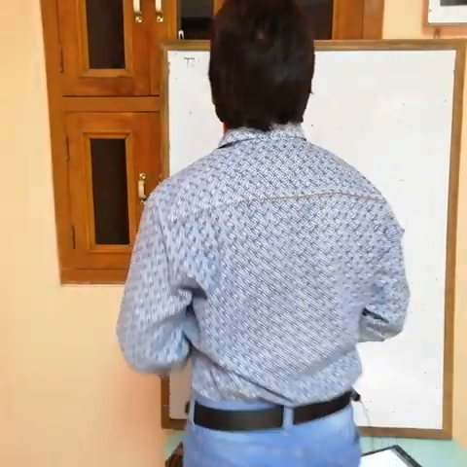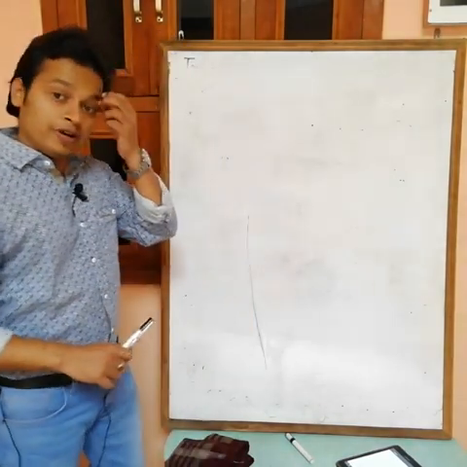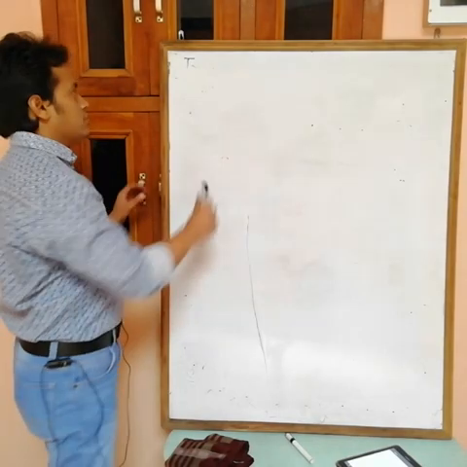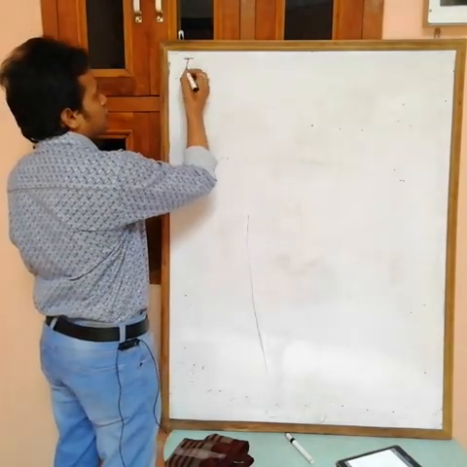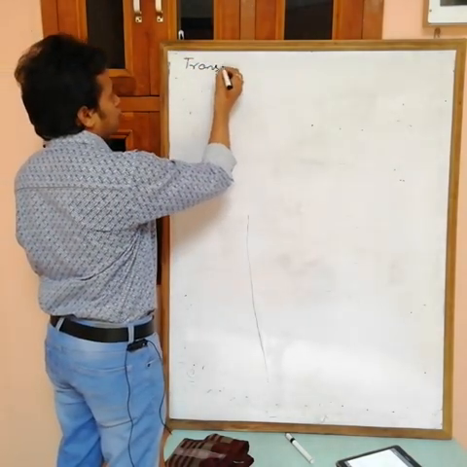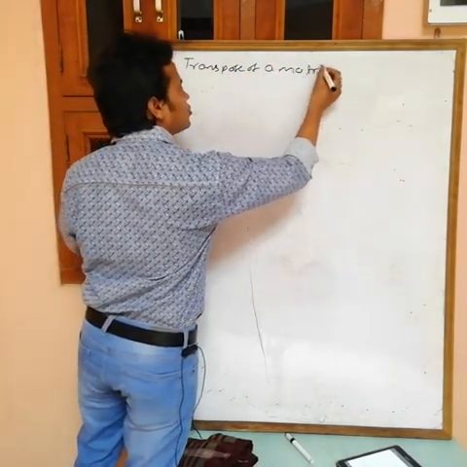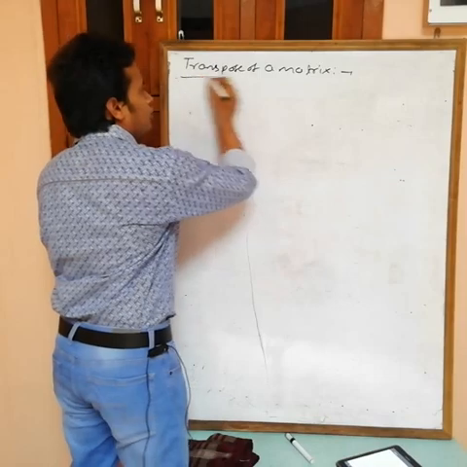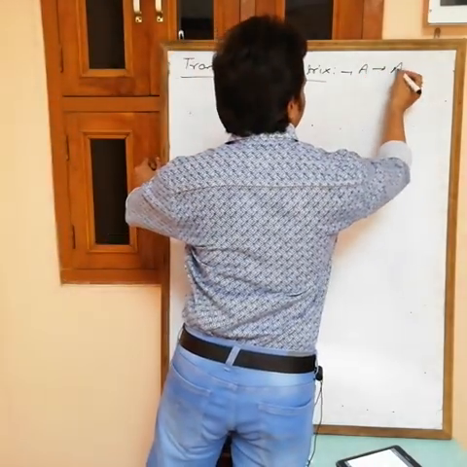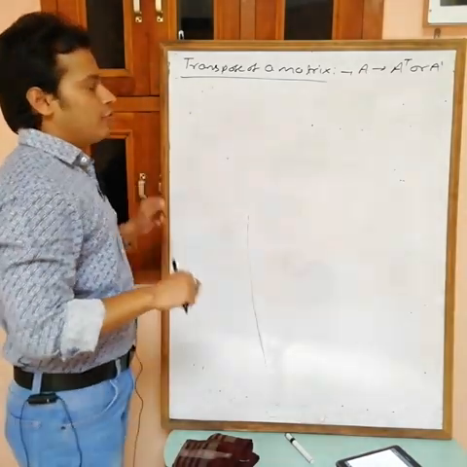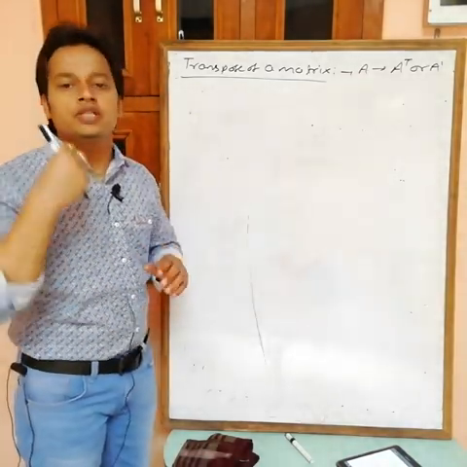Okay, today we will discuss transpose of a matrix and symmetric and skew-symmetric matrix. So first thing is transpose of a matrix. Transpose of any matrix A is represented as A transpose or A dash. Now how to get A transpose? Simple. Just interchange row and column.